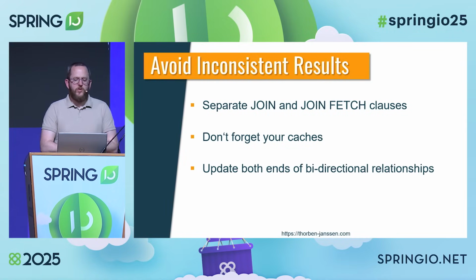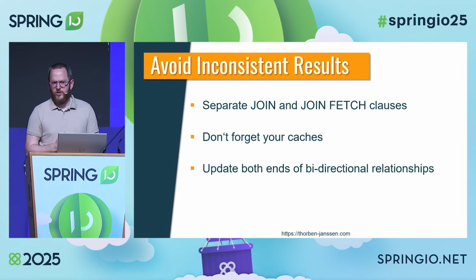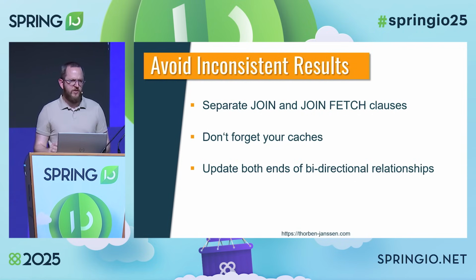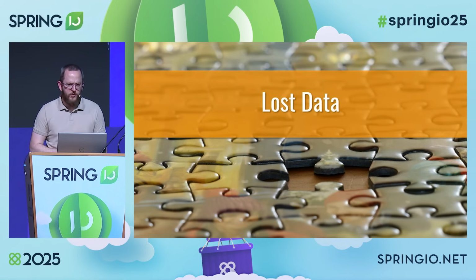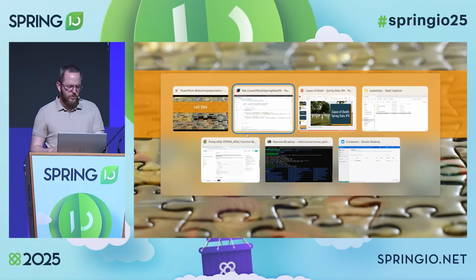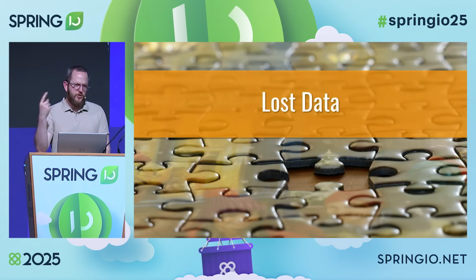So to avoid inconsistencies, please make sure to keep joins and join fetches separate. Don't forget your caches, and always update both ends of the relationships. Especially the last point is something that I see in so many projects as a mistake. And it totally depends on which end of the relationship you update. If you just update the referencing side, as in the example that I just showed you, nothing happens to the database. And if you do your modification on the owning side of the relationship, the record gets removed in the database, but it doesn't show up in your current persistence context, so you might work with outdated data.